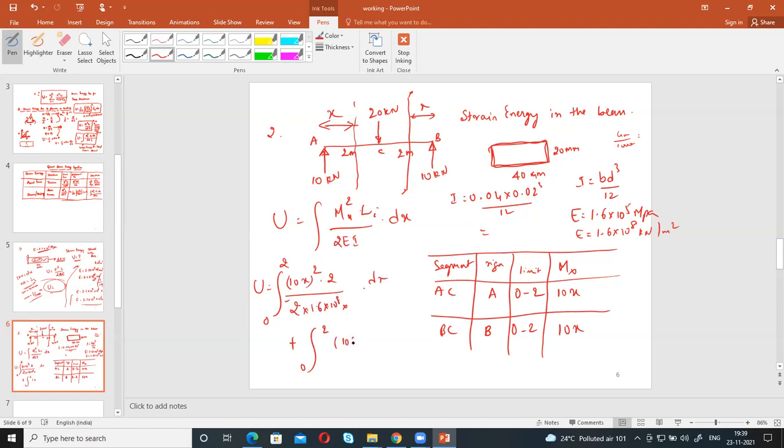Once again, 10x whole square into 2 divided by the same thing. Or you can do directly 2 times, whatever the value. So what is the integration of 10x square? 10 into 10 into x square. Clear? What is the integration of x square? X cube by 3. Apply the limits. Finally, you are getting the value. Or sometimes EI is not required; you are getting the equation in terms of EI.